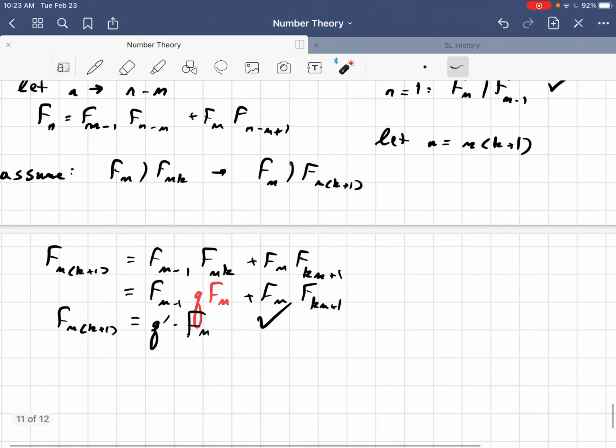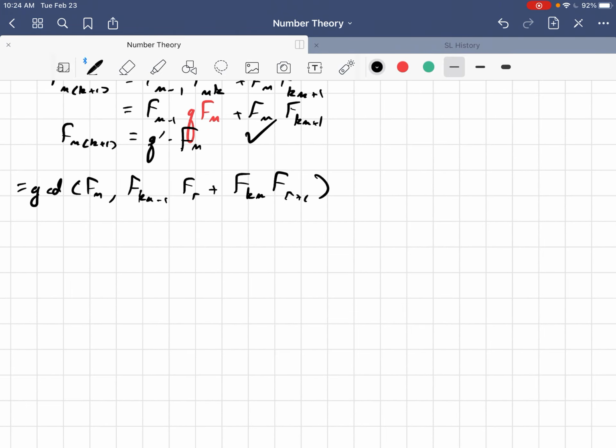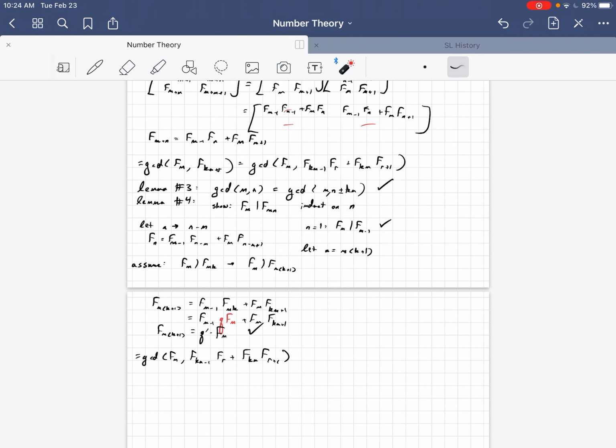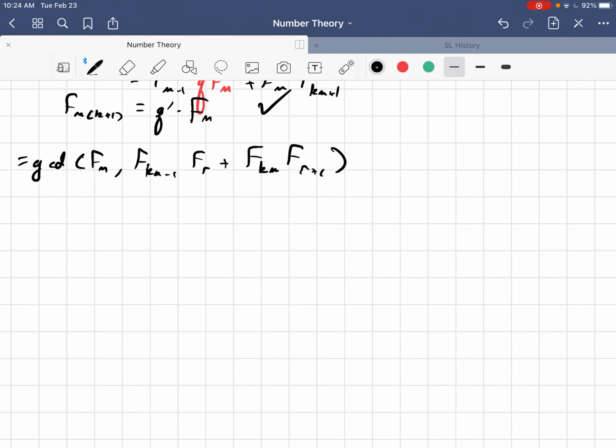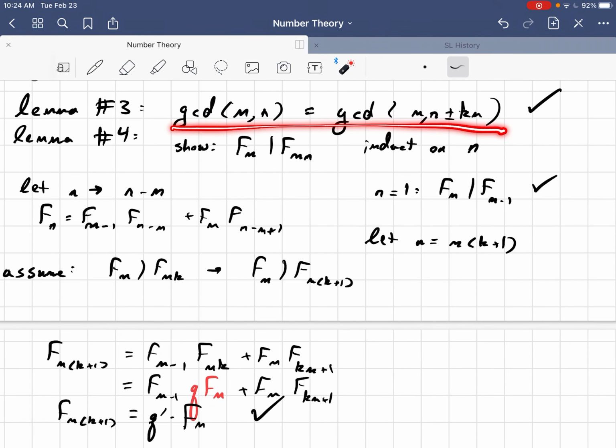So now, originally, we had the GCD, and I'll write it down here real quick. We had the GCD of f sub m, comma, f sub km minus 1 f sub r plus f sub km f sub r plus 1. Okay, now I just copied that down from up here. Now that tells me that since f sub m divides f sub km, this whole part here can go away by this fact right here.